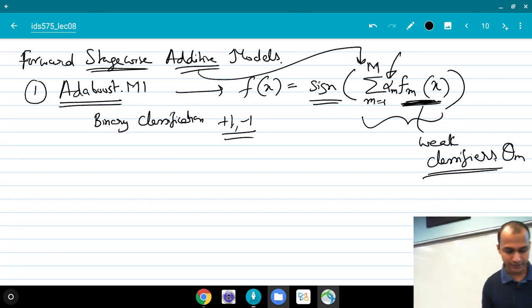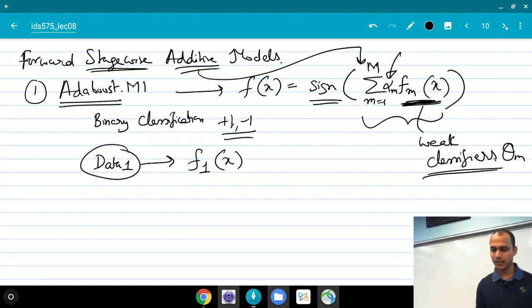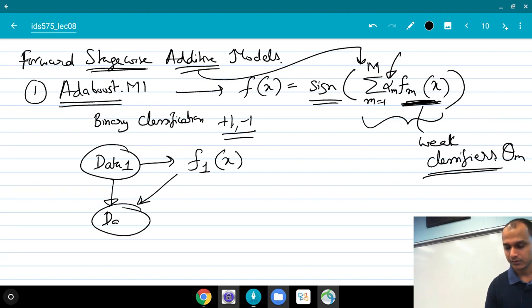Let's look at what's happening figuratively. You start with some training data, let's call it data 1. That's the starting point. From that data I'll build a model f1 of x, that's for m equals 1. Then I'm going to use the data and this model to figure out a data 2.